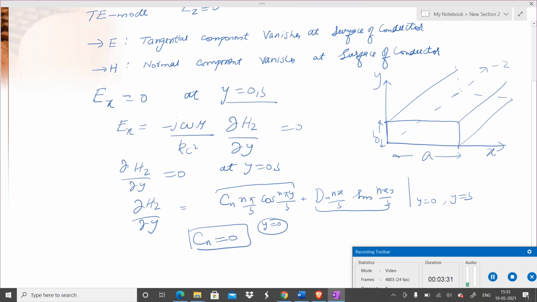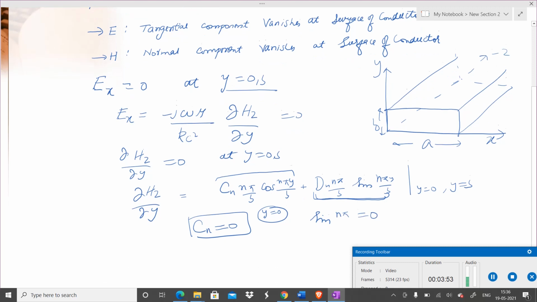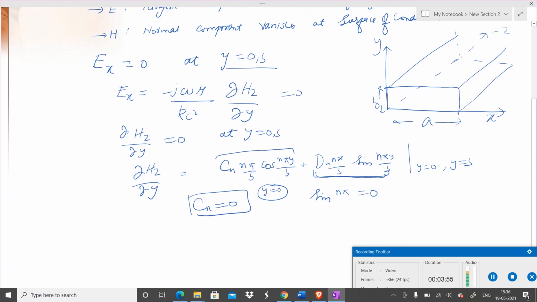Okay, and when Cn is 0, then the only term that remains is Dn n pi by b sine of n pi y by b, and you check at y is equal to b, only that term will remain, and that will also be 0 because when you put y is equal to b, the sine becomes sine of n pi, which is always 0 for integer n. So with boundary conditions, we got one more simplification, that Cn is 0.